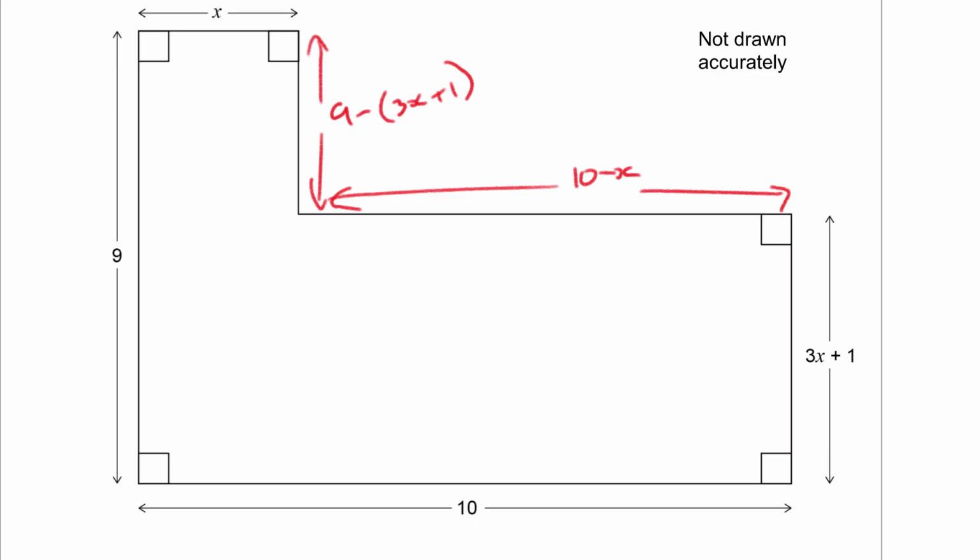I don't think so. Let's just divide it this way. At least I get one nice piece. So that part there is 9 times x, isn't it? So that part there is going to be 9x. And this other section is going to be 10 minus x times 3x plus 1. So that's going to give me a quadratic, isn't it? I'd have to work out what that is.